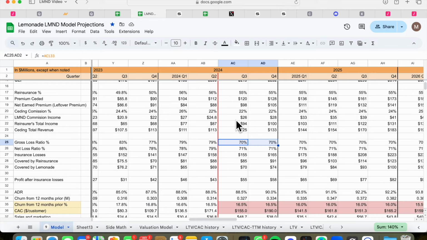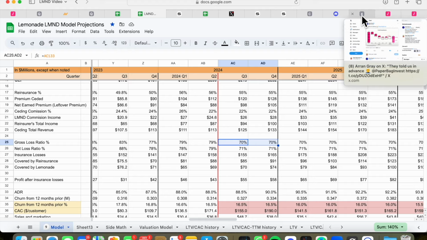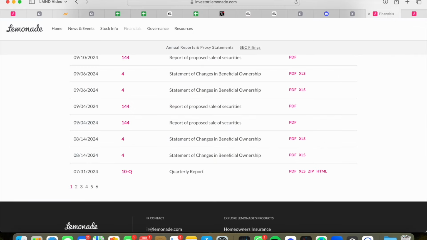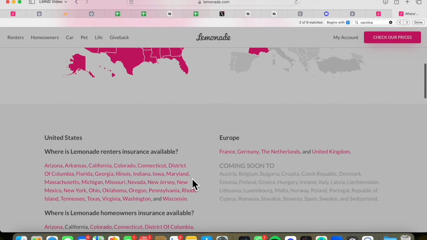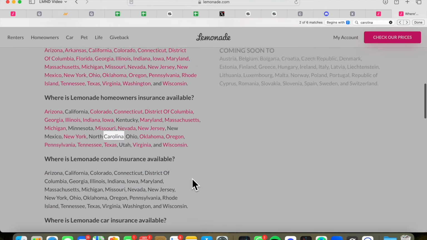Obviously the effect of catastrophic events, how much they're affecting the loss ratio and how much Lemonade is exposed to them, can make a really big difference to your overall loss ratio. There were two named storms that hit the southeast coast of the U.S. And the biggest product for catastrophic losses is going to be your home insurance.